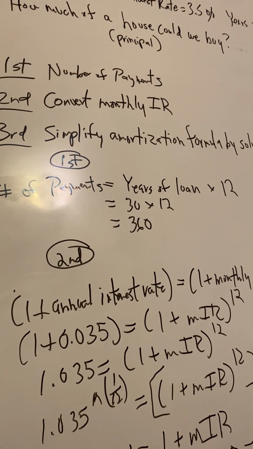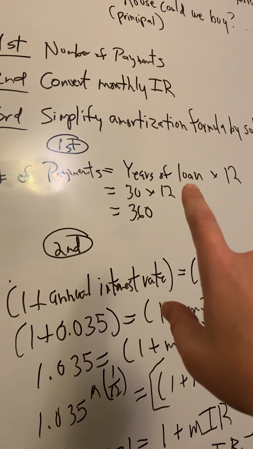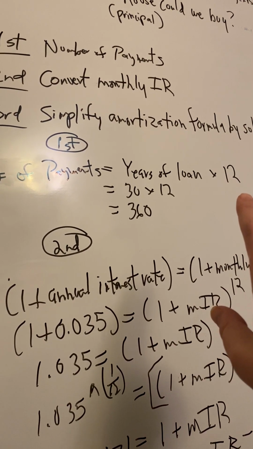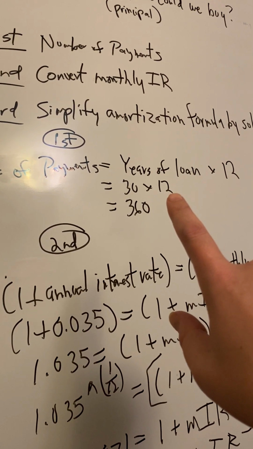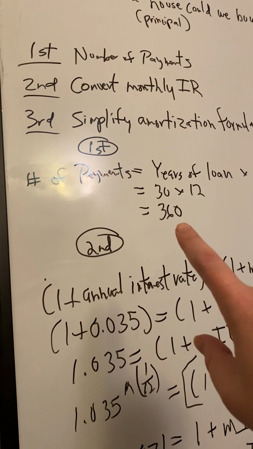Okay, well, the first thing is the number of payments. That's going to be the years of the loan times 12, because there's 12 months in a year, 12 payments. Every month we make a payment. 30 years, 12 payments a year, 360 payments we've got to make.